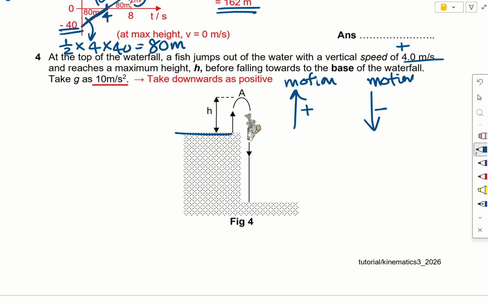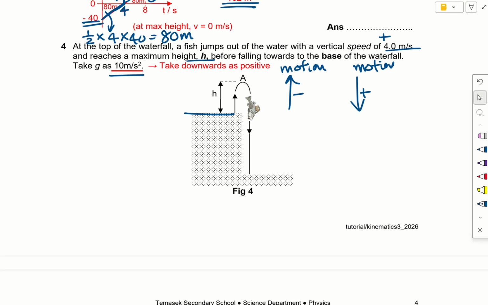So it reaches a maximum height of h before falling down to the base. Take g as 10. So they want g to be 10, but you can also take g to be negative. The plus and minus actually depends on which direction of the motion you want, but because the workings are all taking downwards as positive, let me switch this. Upward motion will be negative, downward motion will be positive. So this is how we deal with the sign.